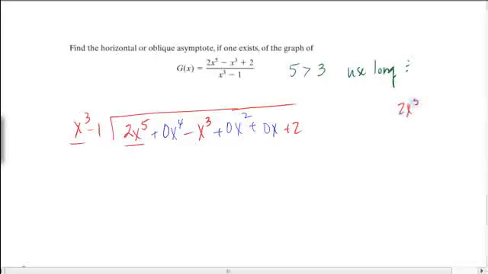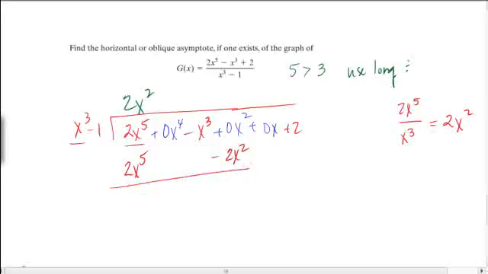So 2x to the 5th divided by x cubed is actually 2x squared. And that's what goes right here. 2x squared. Okay, so 2x squared times x cubed is 2x to the 5th. 2x squared times a negative 1 would be negative 2x squared. Okay, so I had to line up my like terms. Now let's make sure that we change our signs and add straight down.